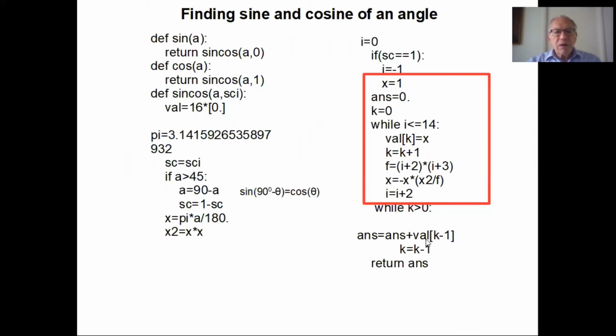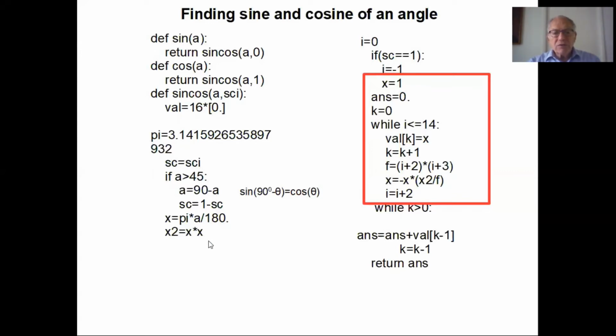So what we begin with in our function is that the sine and cosine are calling the same function, except the sine calls it with 0 and the cosine calls it with 1. And we begin our function by setting up our array. We put in pi because we're going to have to convert from degrees to radians. And we have our indicator to indicate whether it's sine or cosine. If it's greater than 45 degrees, we subtract the angle from 90 degrees and switch over to the other function.